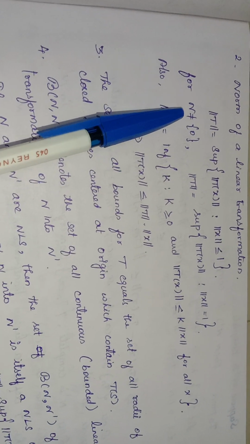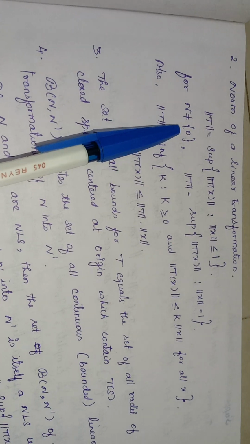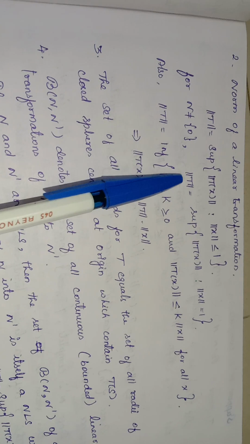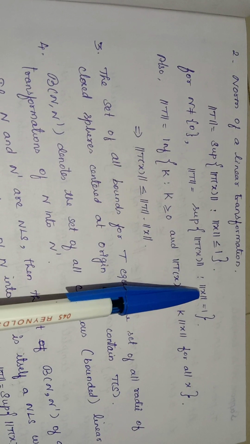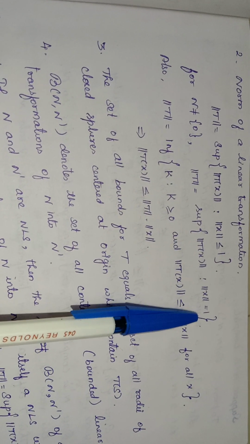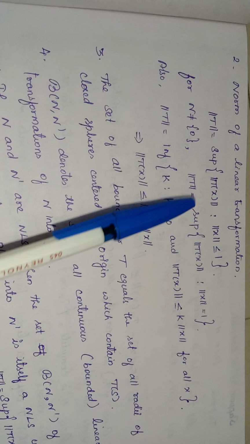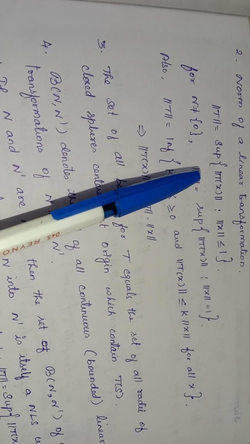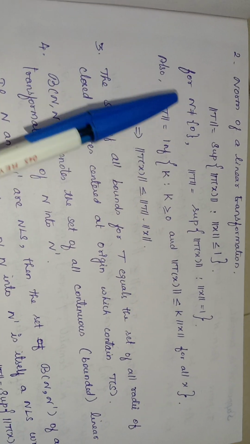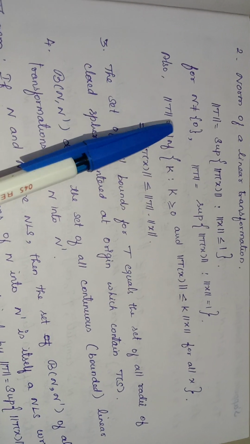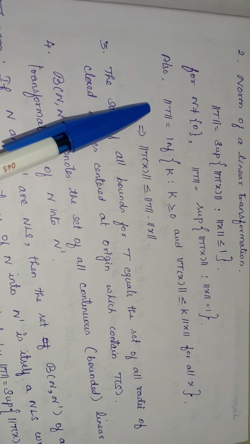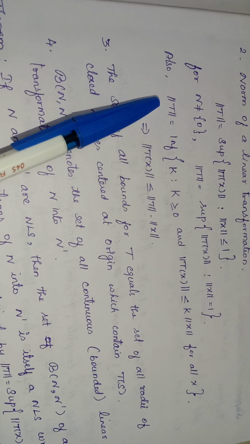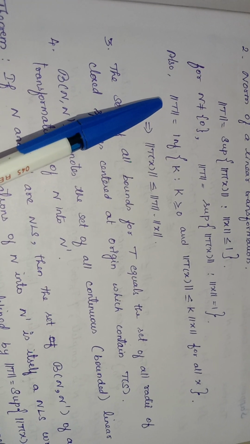If your normed linear space N is a non-zero normed linear space, in that case this definition reduces to norm T equals the supremum of norm T of x such that norm x is equal to 1. So this is the norm defined on the set of all linear transformations from N to N'. There is another way of defining norm T, that is the infimum of. Already I have told you that a transformation is continuous if and only if it is bounded. Bounded means it will have upper bounds.